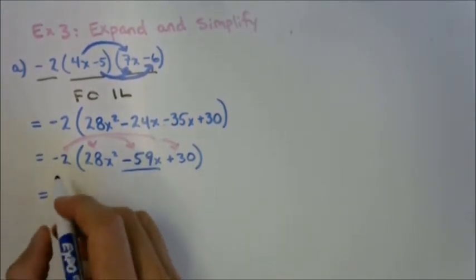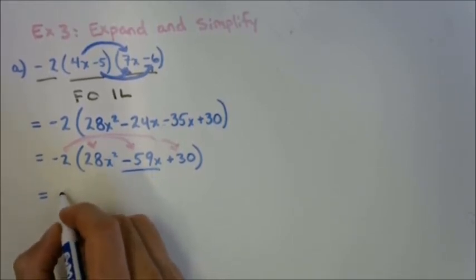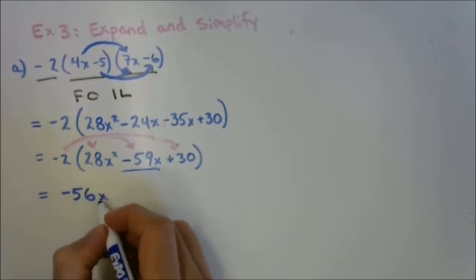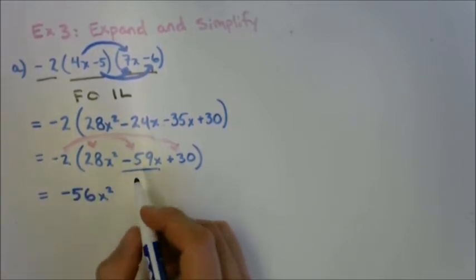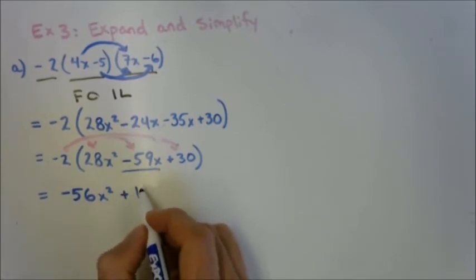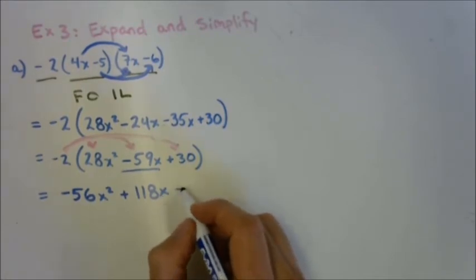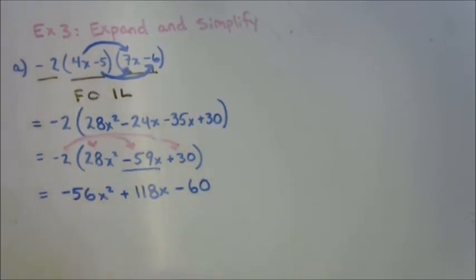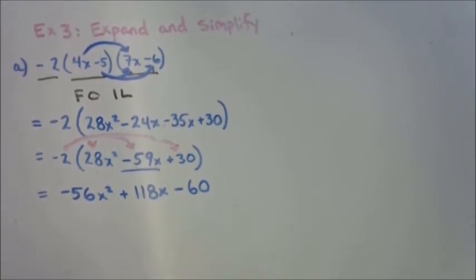Okay, here we go. -2 times 28 is -56x squared. -2 times -59x is +118x. And -2 times 30 is -60 as our constant at the end. So 1 or 2 steps trickier, but not so bad after all.